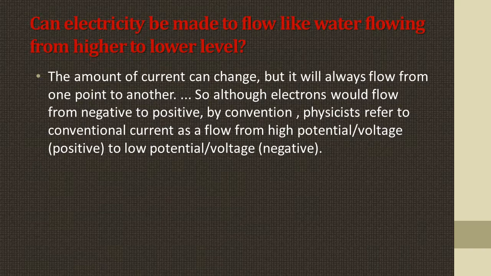Can electricity be made to flow like water flowing from a higher to a lower level? The amount of current can change, but it will always flow from one point to another. Although electrons flow from negative to positive, by convention, physicists refer to conventional current as a flow from high potential to low potential, that is from the positive end to the negative end.